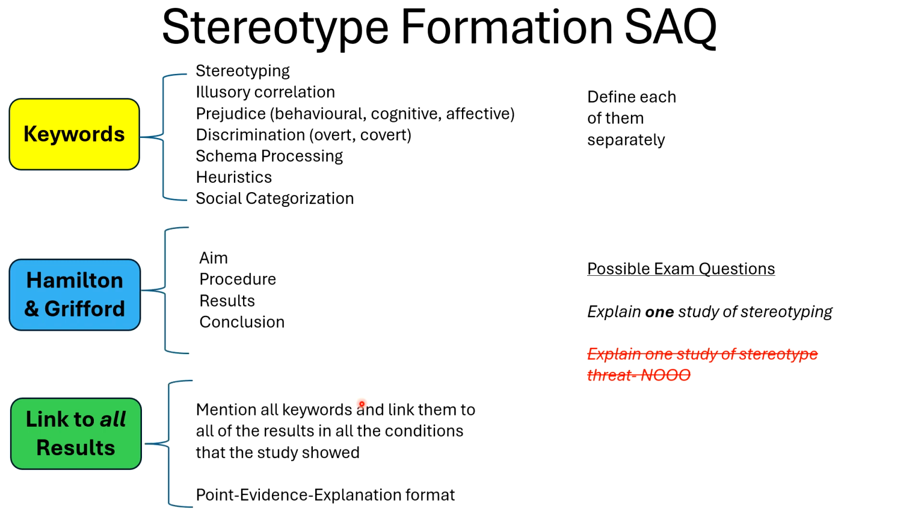And as always, we're going to look at the last paragraph, which is where I think most of us get it wrong. If you get this question, explain one study of stereotyping, you could do both stereotype effect or stereotype formation, right? It's between those two. However, if you get this question that mentions stereotype threat, it's going to be applied only to stereotype effect. Okay, so this does not apply to stereotype formation.